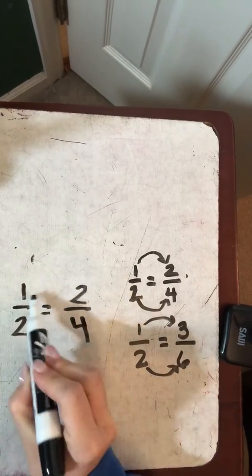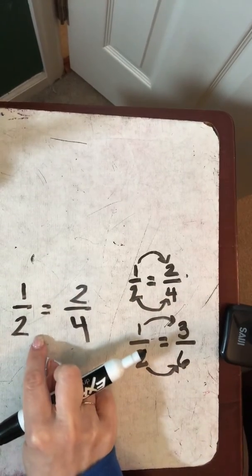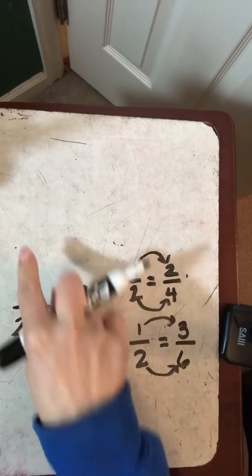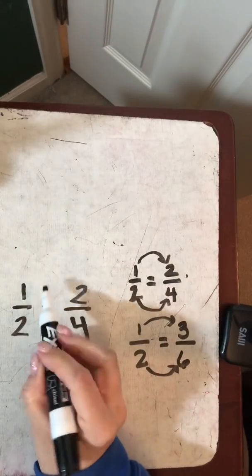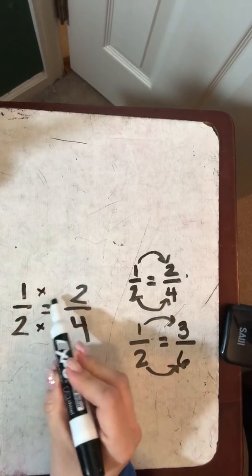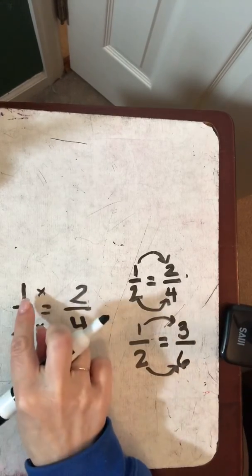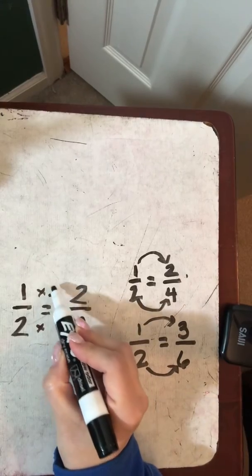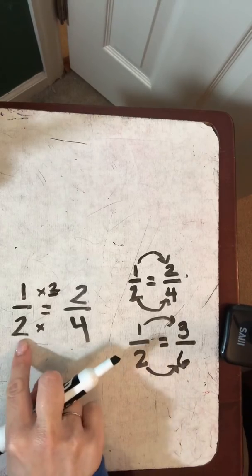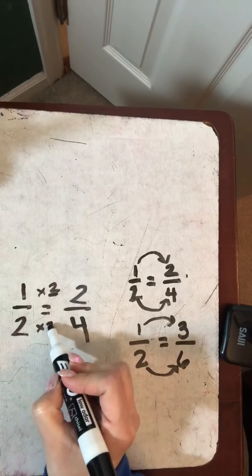Some of you might be thinking, well, I can add 1. So 1 plus 1 would give me 2. But if I did the same thing down here, 2 plus 1, does that give me 4? No. Here's the trick. If you multiply the top and the bottom by the same thing, it will give you something that's equal. So to get from 1 to 2, I had to multiply times 2. 1 times 2 gave me 2. And the same thing down here. To get from 2 for my denominator to 4, I also multiply by 2.